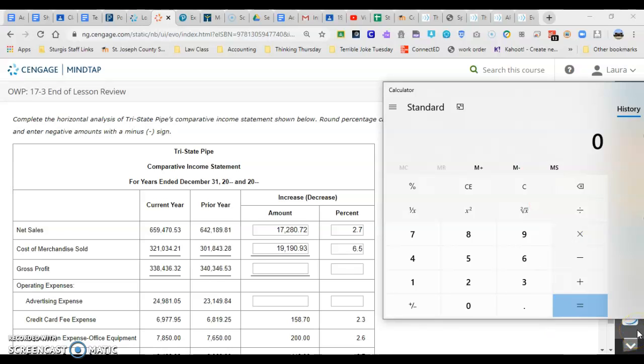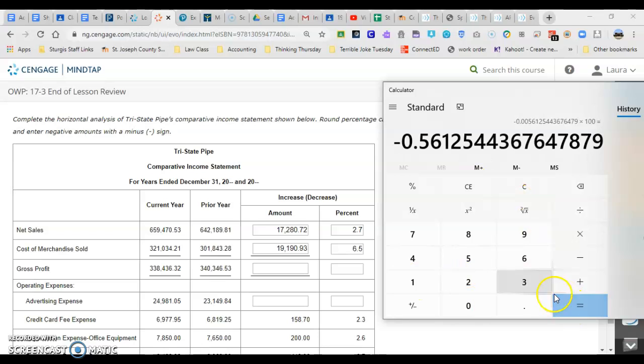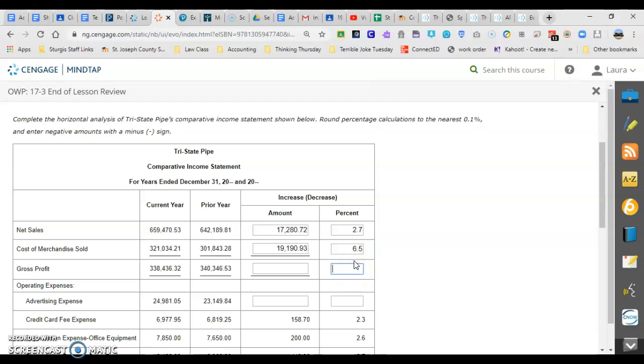So we're going to take their current year minus the prior year, and you get a negative, right? We're going to divide that still, because it went down. We're going to still divide that by the prior year. And we're going to times it by 100. And so it went down 0.6%. We're going to put that in parentheses. We're going to put negative signs in this.